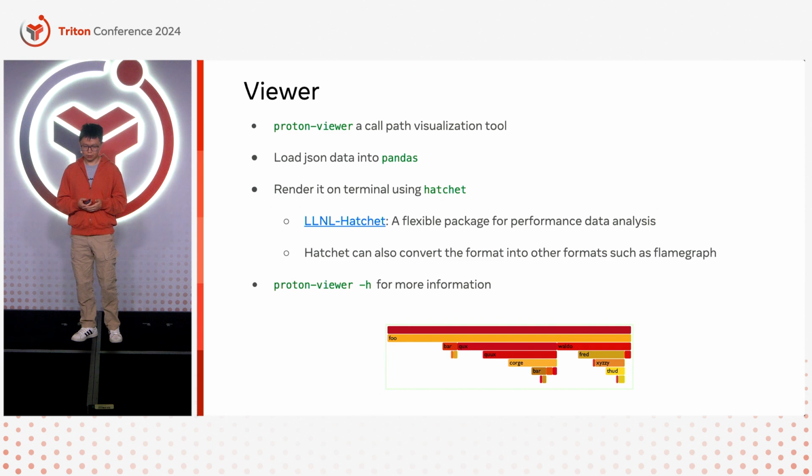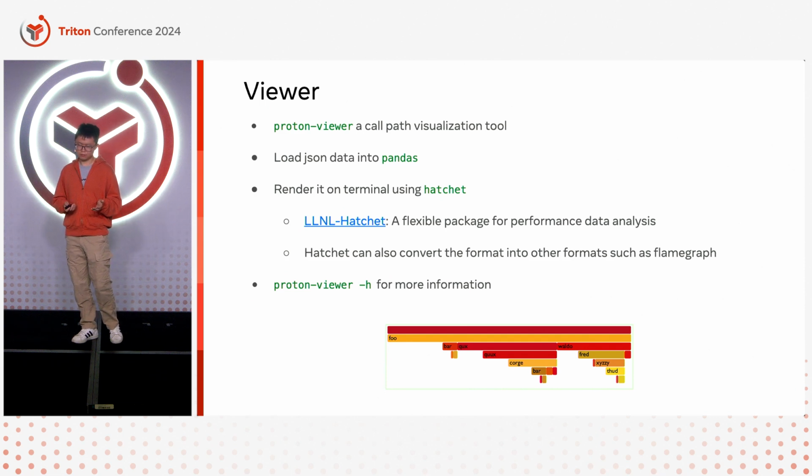We use another tool called Proton-Viewer as a visualization tool. It's going to load the JSON profile data into Pandas compatible format and render it on terminal using Hatchet, which is a flexible package for performance data analysis. This has been maintained by Livermore National Lab. They have been supporting us. I want to just give special thanks to them. They have been supporting us for debugging and new features in Hatchet to support Proton.